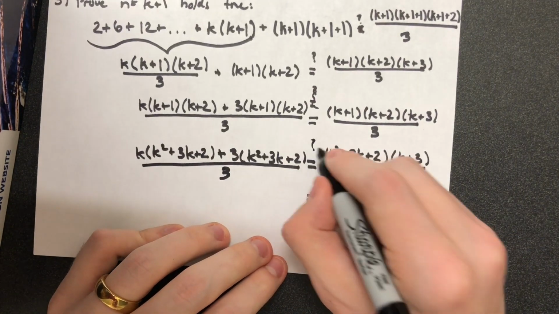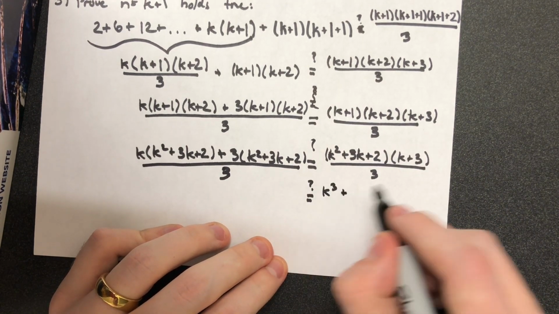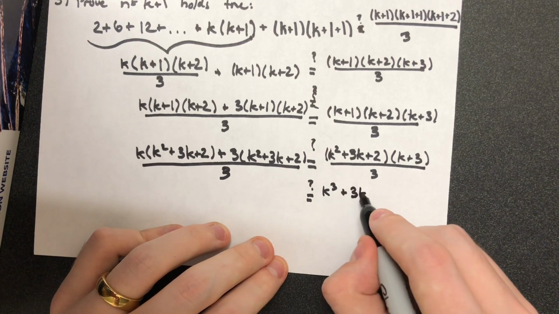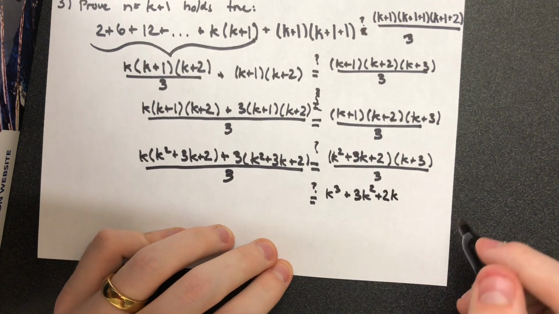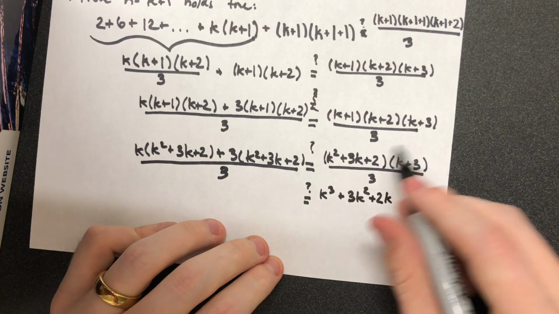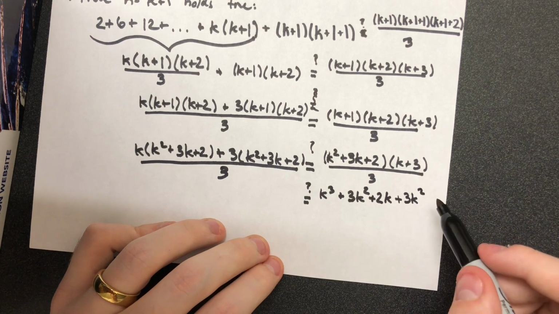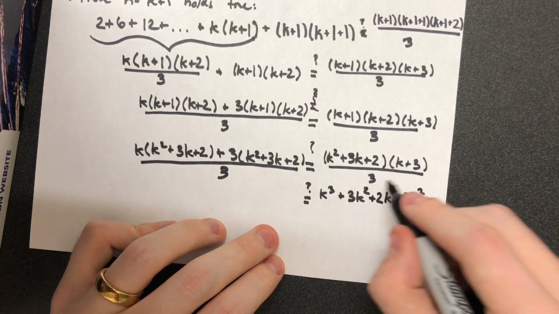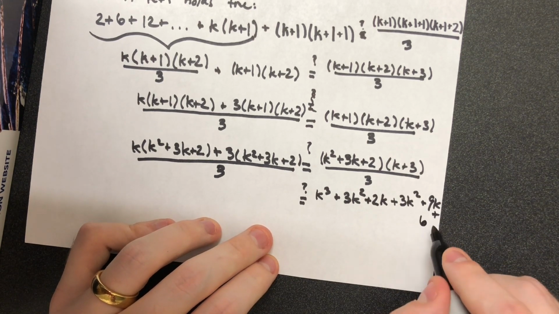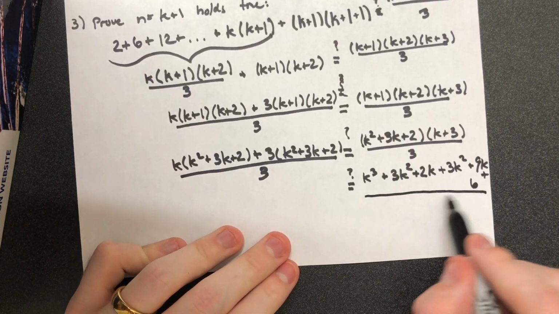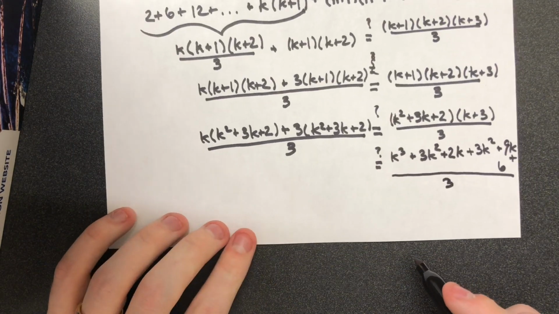So the right side will become k cubed plus 3k squared plus 2k. Let's see, and then distribute this in, plus 3k squared plus, let's see, 9k, and then plus, oh Lord, running out of space, plus 6, all over 3. Yeah, we're running out of space, dang it. Nah, that's fine, we can continue on another sheet if we need to.